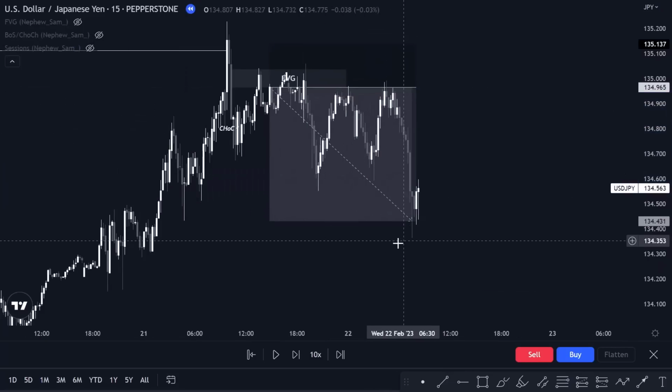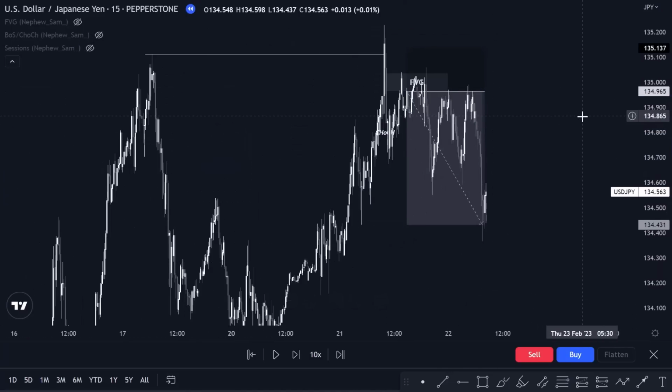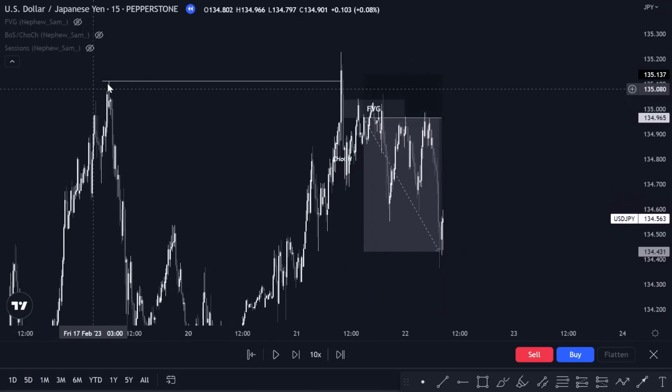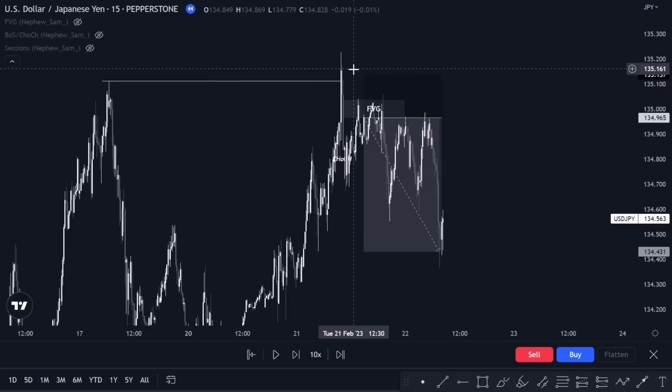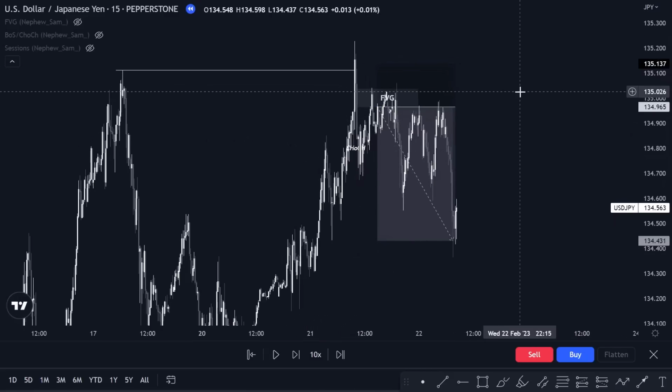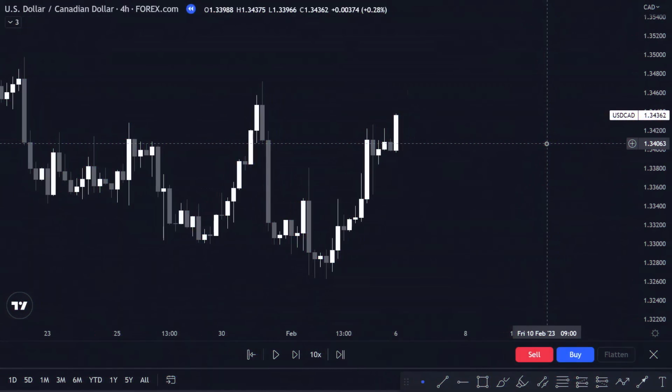So that was a 3 to 1 that I entered yesterday. And this example is very clear. You see how it's very easy. You only look for those swing highs. After that, you look for a 15 minutes or 5 minutes change of character, and a 15 minutes or 5 minutes FVG or OB. That's it.